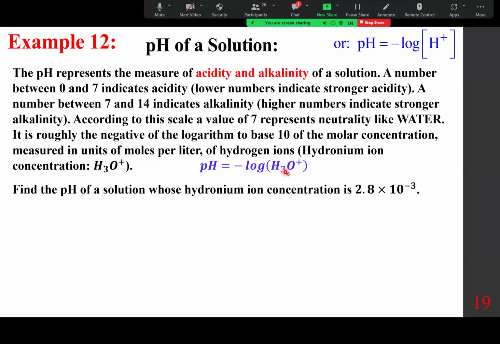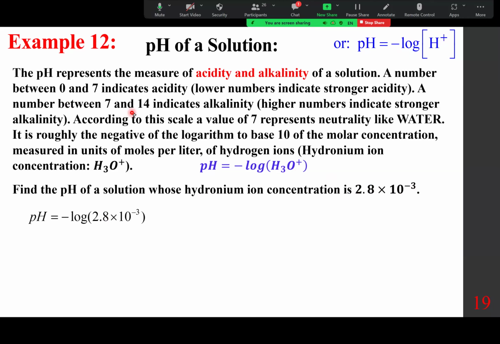Find the pH of a solution whose hydronium ion concentration is 2.8 times 10 to the power of negative 3. Now, this was an explanation about what this means, but the process is very simple. All you have to do is replace this with the number that is given. Honestly, you have to put this into a calculator to figure it out. However, if the question says don't use a calculator, just tell us if it's going to be acidic or not based on the numbers between 0 and 14. So you decide if it's less than 7 or larger than 7.